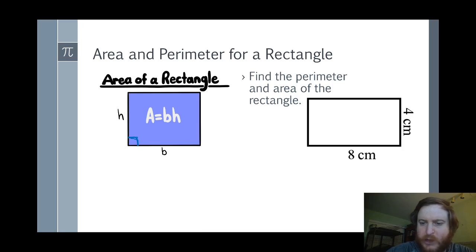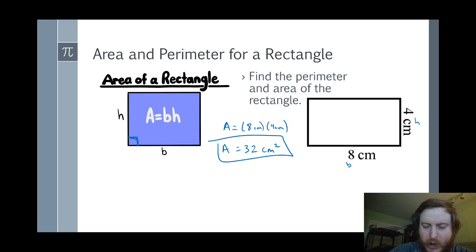So for this example, the area would be, we call this the base, we'll call this the height, 8 centimeters times 4 centimeters. Now what happens when you multiply centimeters times centimeters is it becomes centimeters squared.